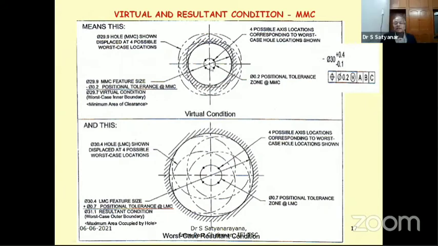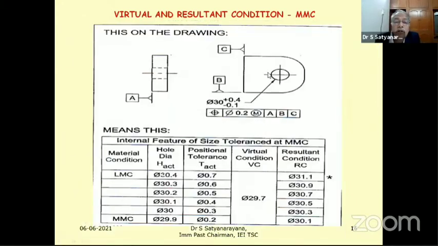Yeah, you see, gentlemen, there is a size of the pin. There is the MMC size of the pin, nominal size of the pin. Sir, the drawing is here: 30 plus 0.4 minus 0.1. Position tolerance is 0.2 with respect to ABC. With respect to that, please explain. Is it a hole or pin, sir? It's a hole. Okay, right. Take it to the next slide, sir. This is the hole. Yeah, okay, fine. Enough. Please take it to the next slide, sir.